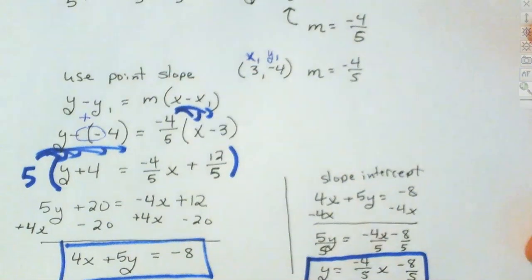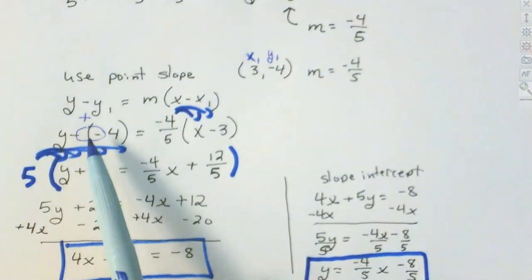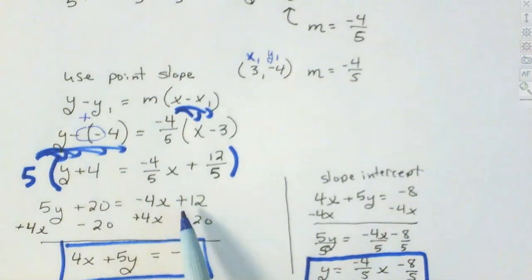Where do students make a mistake? They make a mistake here in the double negatives. They make an error down here where they start moving numbers around. Take your time.